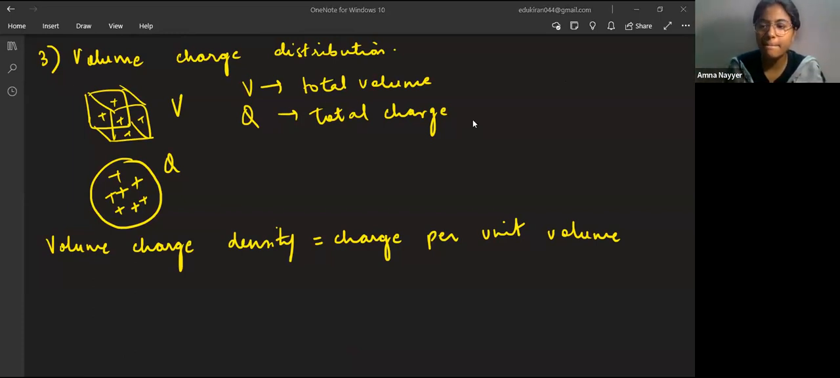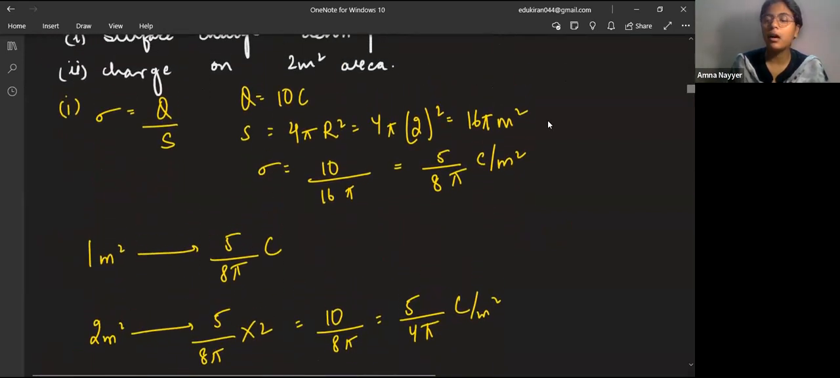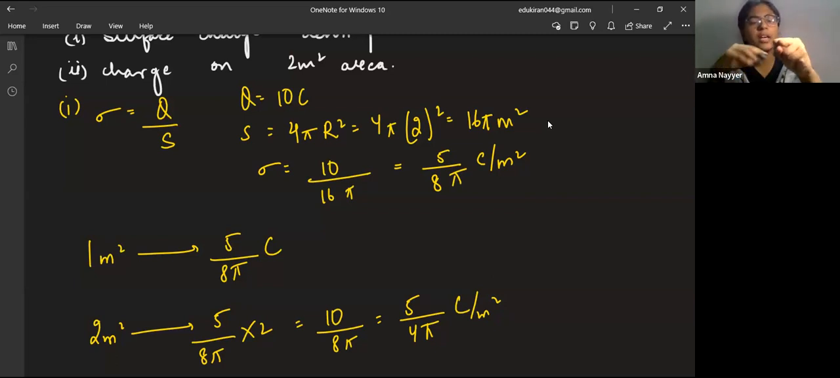Can you just scroll up for a second? All right. So if charge is distributed inside the volume, at that time we will not consider the charge distributed over the area. For a sphere, if the charge is distributed over the surface of it, we say this is charge distributed per unit area. But if it is present inside it, we say this is charge per unit volume, right?